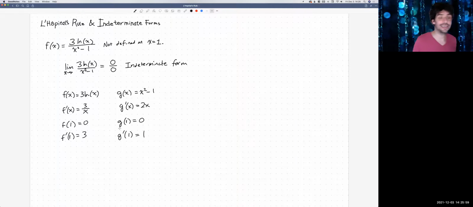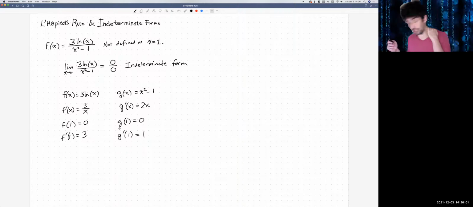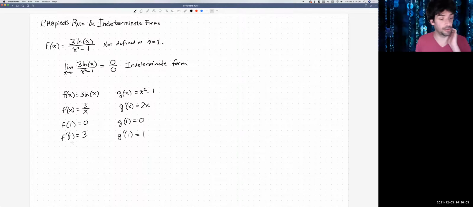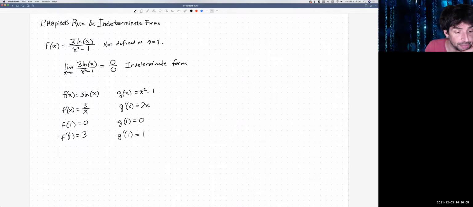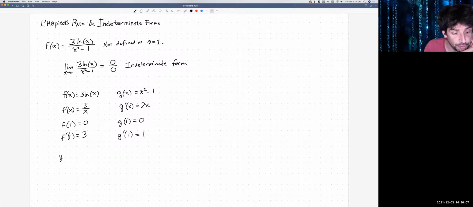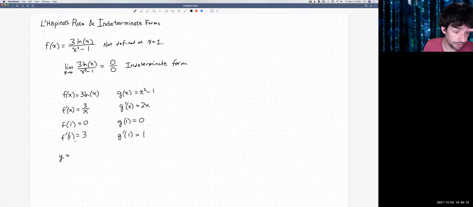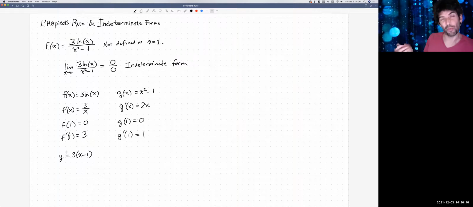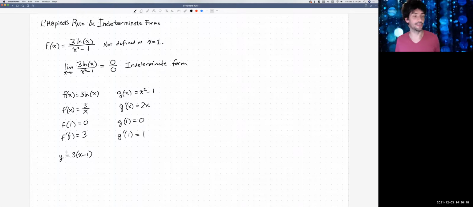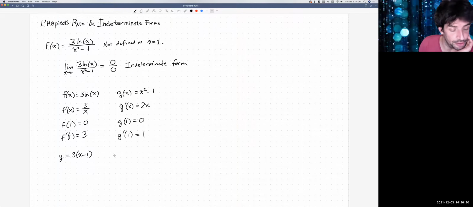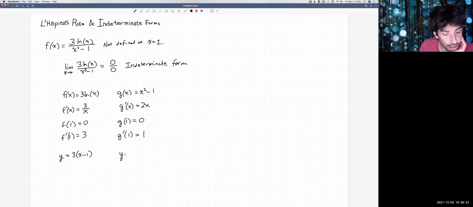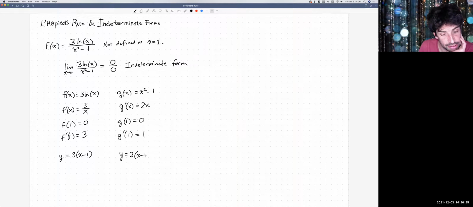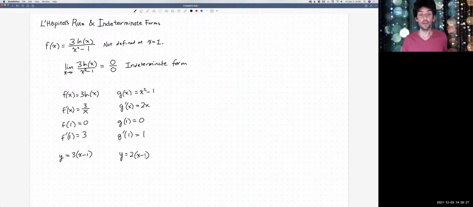So we can write linear approximations for both of these, tangent line approximations. The tangent line approximation for f will be y equals our derivative times x minus 1. It's really y plus 0, but that's the value that we don't write down. And then here we get y equals 2 times x minus 1.